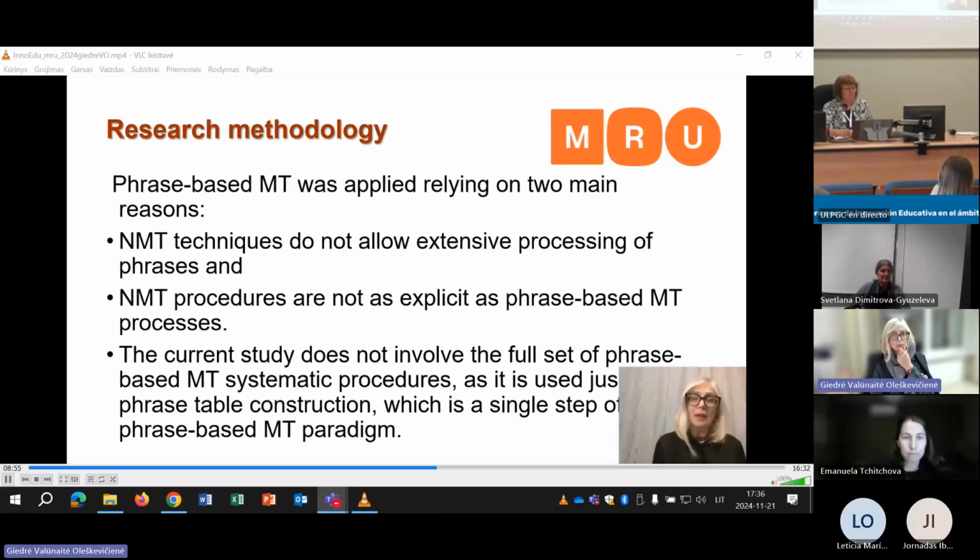Research methodology. So we used phrase-based MT. It was applied relying on two main reasons. NMT techniques do not allow extensive processing of phrases, and NMT procedures are not as explicit as phrase-based MT procedures. So the current study does not involve the full set of phrase-based MT systematic procedures, as it is used just for phrase table construction, which is a single step in the phrase-based MT paradigm.